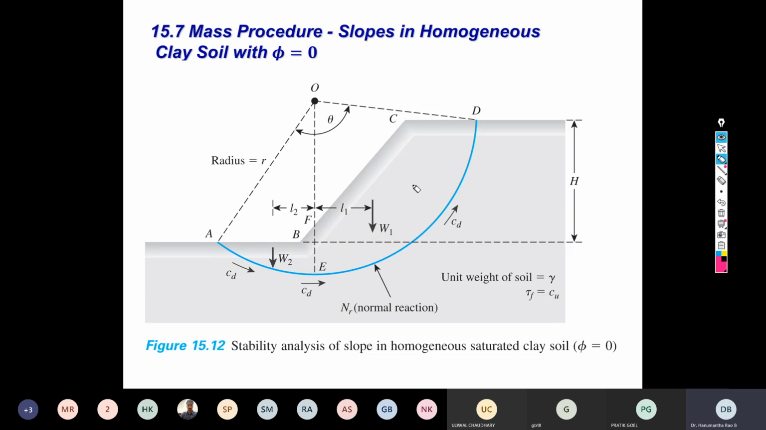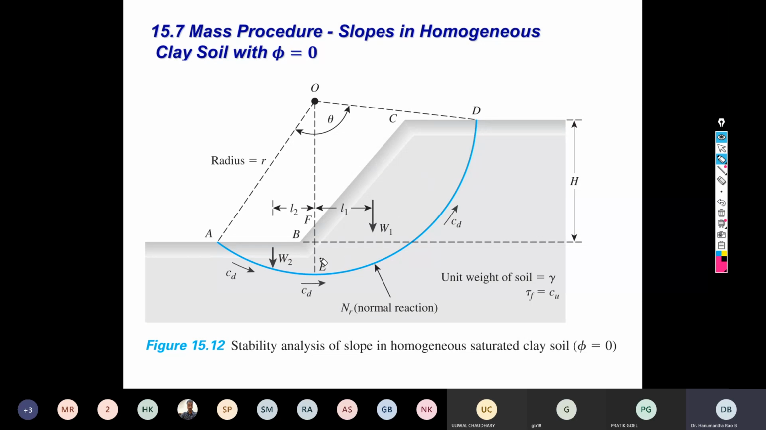we are assuming some slip circle, where AED is called an arc of circle. AED is an arc of circle. Among the 3 modes of failure, that is slope failure, toe failure, and base failure, I am assuming that this slope is failing under the base failure condition.